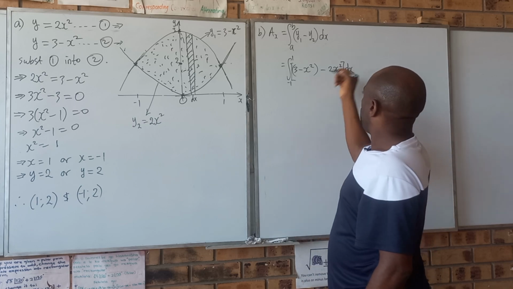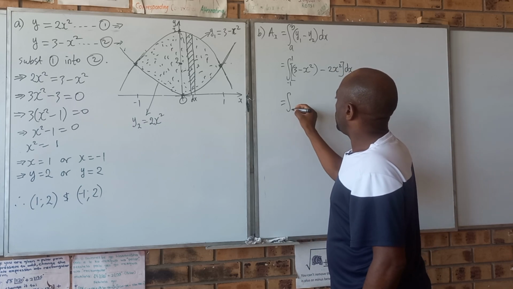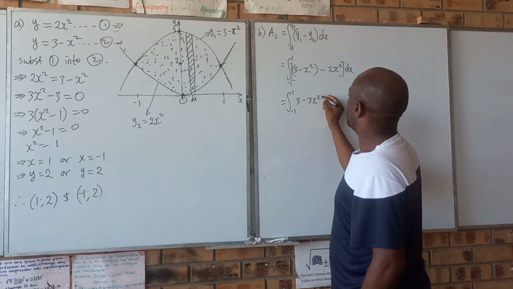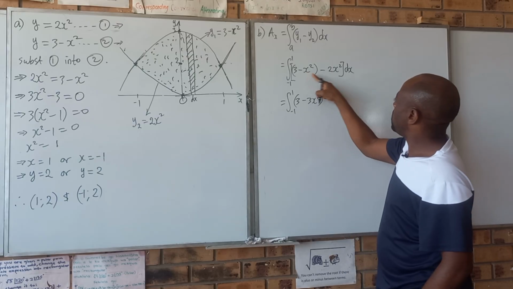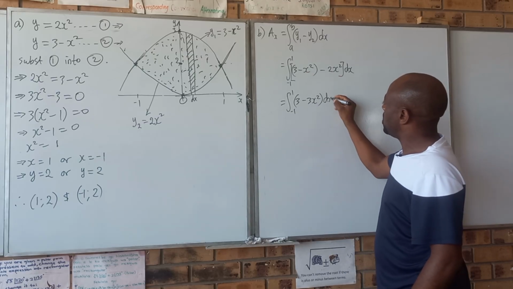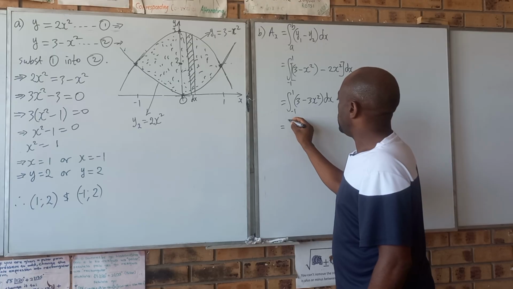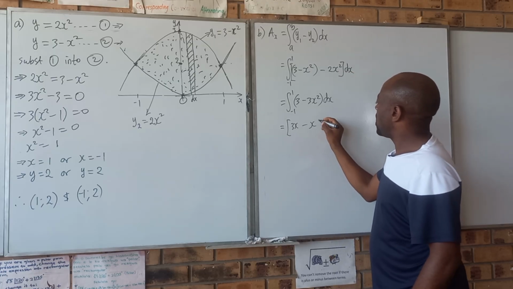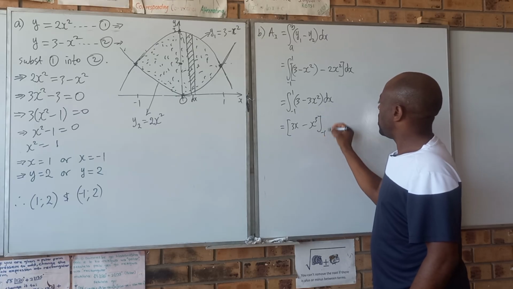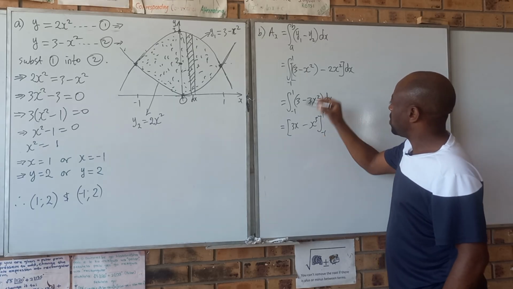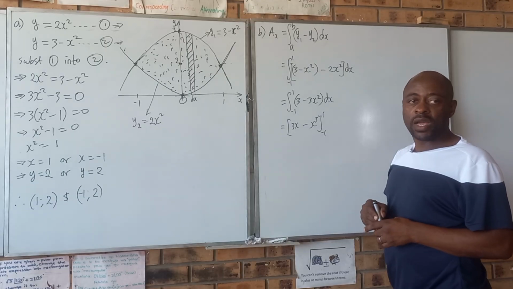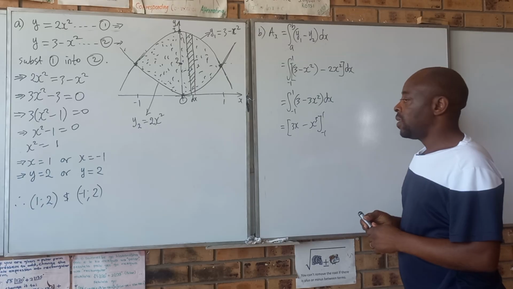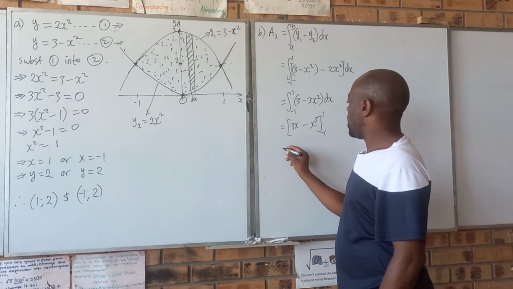So if I open up those brackets, I'll get the integral from -1 to 1 of 3 minus 3x squared, because negative x squared and negative 2x squared are like terms. Then I can now integrate. I'll get 3x minus x cubed when I do my integral, because when you integrate x squared, it gives you x cubed over 3, which will eliminate this 3. Then I can now substitute my limit.